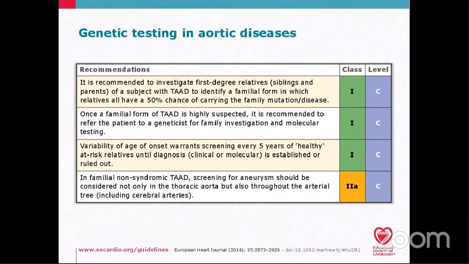Finally, this is the last slide. Which patients would have a genetic test for the aortic disease because they carry a high risk for aortic aneurysm and aortic dissection? As you know, first degree relatives, siblings, and parents of a subject with thoracoabdominal aortic disease are needed to identify the familial form, which has a 50% chance of carrying the mutation for the gene, whether it's Marfan, Ehlers-Danlos, bicuspid aortic valve, and so on.